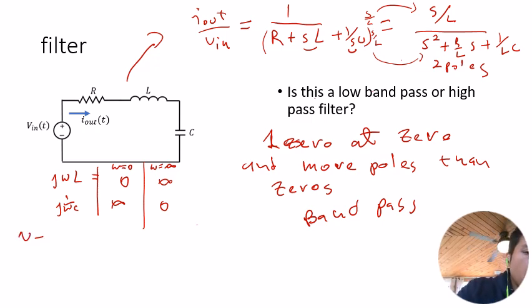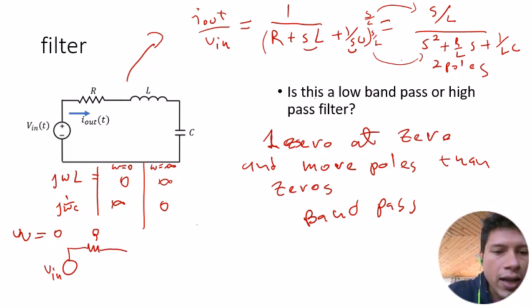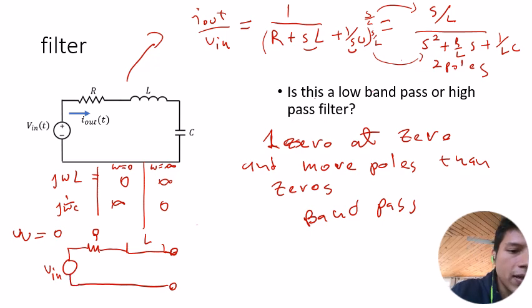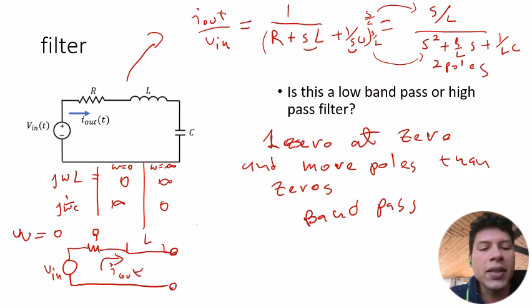And so when omega equals 0, we're going to have basically that this is V in, we have our resistor, our inductor at omega equals 0 behaves like a short. So this is your L, which has 0 impedance. And your capacitor behaves as an open because it's infinite impedance when omega equals 0. So if I look at the current coming in, well, there's going to be 0 current because this is an open circuit.